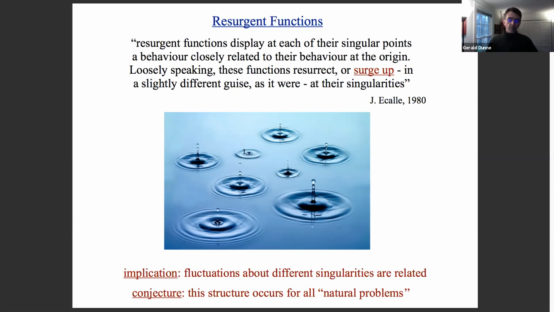And there's a bold, big conjecture, which in certain contexts actually has a proof, that this structure should hold for all, in quotes, natural problems. And I've spoken to many of the mathematicians in this world of resurgence, and they give different definitions of natural problems. But roughly speaking, it's something that is generated from a closed set of equations, like differential equations or integral equations. Okay, so these are big claims. Let me just show you an example.